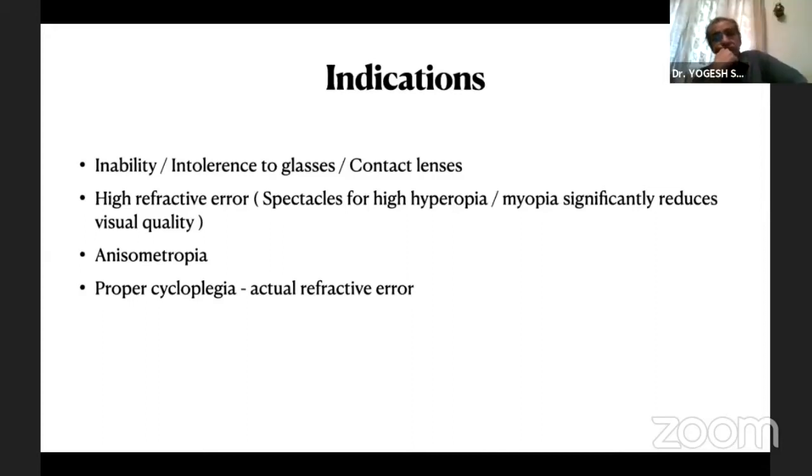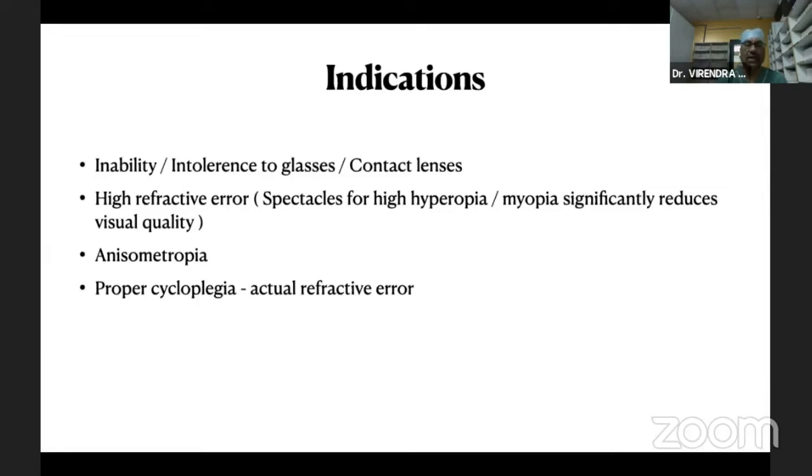Whenever there is an inability or intolerance to glasses or contact lenses, maybe because of some physical or mental reasons, or because of the quality of vision with the two different eyes, you have to choose something to make them near equal or normal.